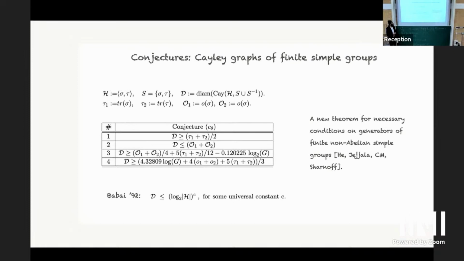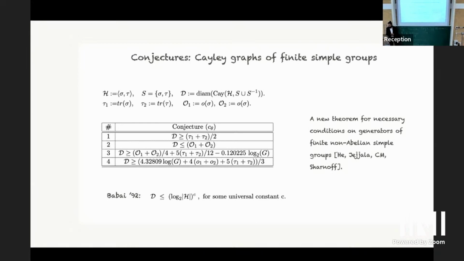So we wanted to do something similar. We generated some amount of data using this package called Groups, Algorithms, and Programming, GAP for short. And we could generate conjectures about the diameter of a finite simple group, the diameter of the Cayley graph of a finite simple group, in terms of the order and traces of its generators in some permutation representation.